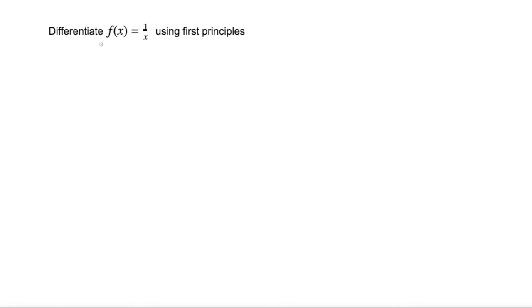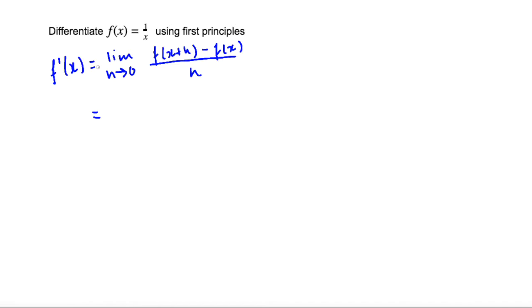Alrighty, so this question here asks us to differentiate f of x equals 1 on x using first principles. Hopefully we can remember that first principles says f dash x is equal to the limit as h approaches 0 of f of x plus h minus f of x, all divided by h.